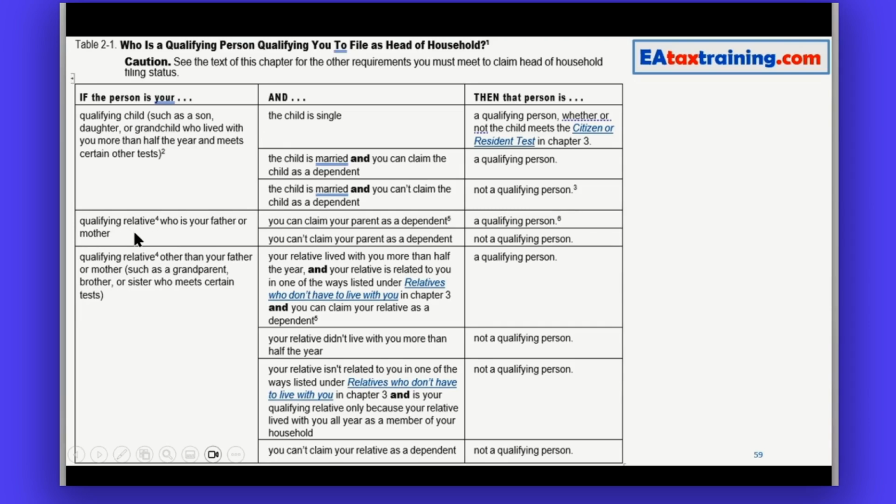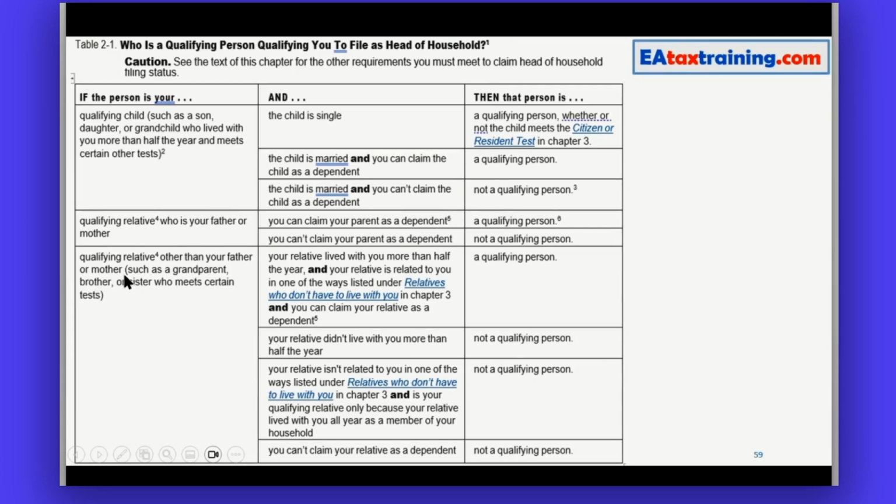If the qualifying relative is your father or your mother and you can claim them as a dependent, then they are a qualifying person. If you cannot claim them as your dependent, they are not a qualifying person. And notice they do not have to live with you. Remember, we talked about that. If they're your mother or your father, they don't have to live with you. As long as you can claim them as a dependent, they are a qualifying person.